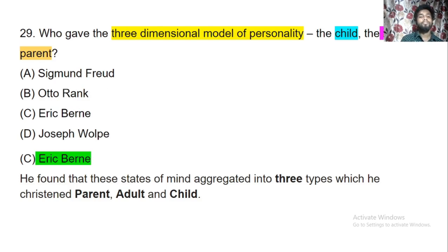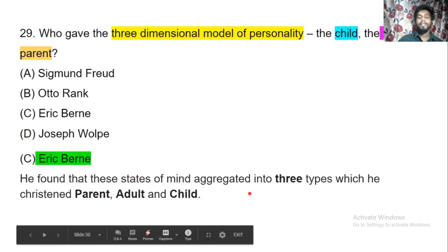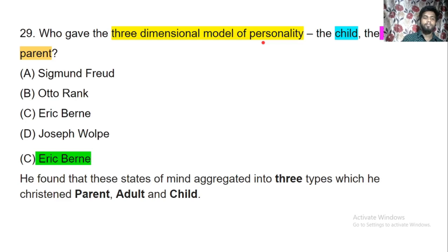Now, who gave the three-dimension model of personality? The child, the adult, the parent. That was given by Eric Berne. He found that these states of mind aggregate into three types, which are parent, adult, and child. So adult, parent, and child are the three-dimension model of personality, and that was given by Eric Berne.